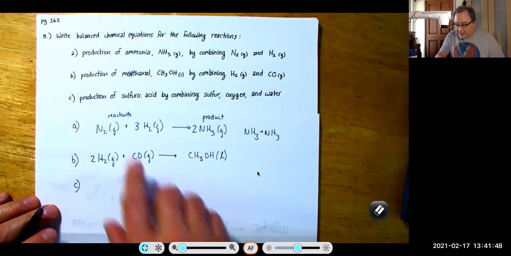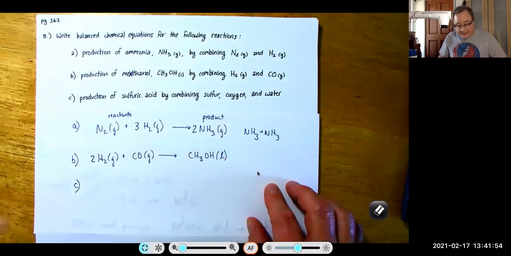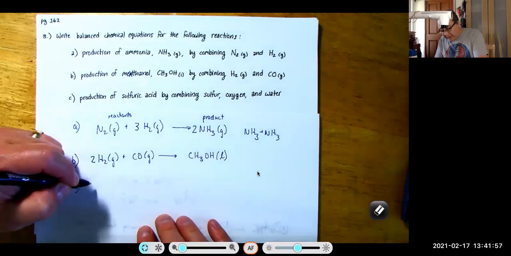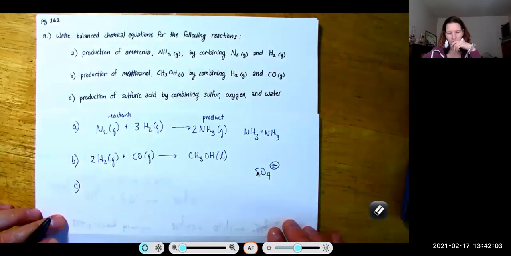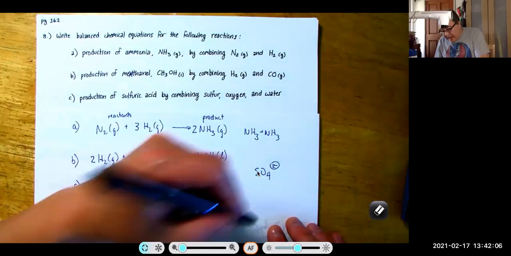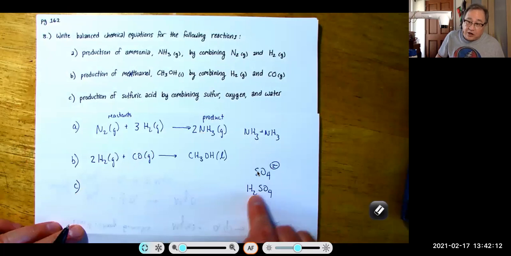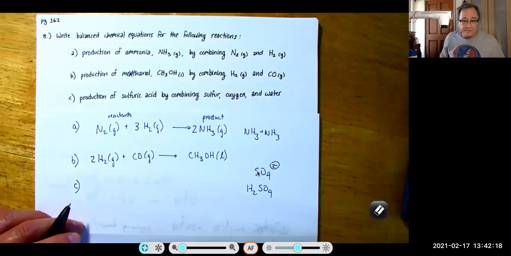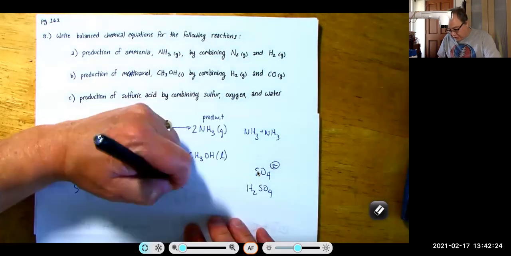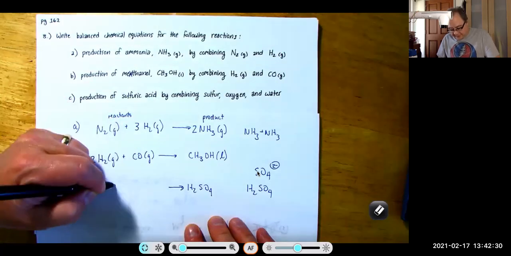Okay, production of sulfuric acid by combining sulfur, oxygen, and water. So for sulfuric acid, we start off with this formula, SO4 2-, that's the sulfate ion. To get the acid, you add 2 hydrogens to it and make it neutral. I know it's 2 hydrogens because of the -2 charge. If it were -3, I'd add 3 hydrogens. If it were -1, I'd add 1. So that's sulfuric acid, H2SO4. We're going to make it from sulfur, oxygen, and water.